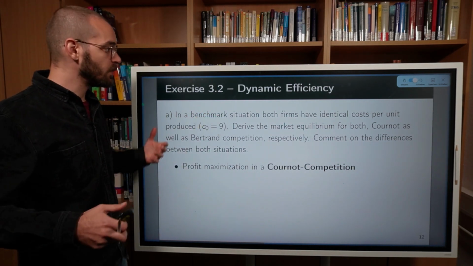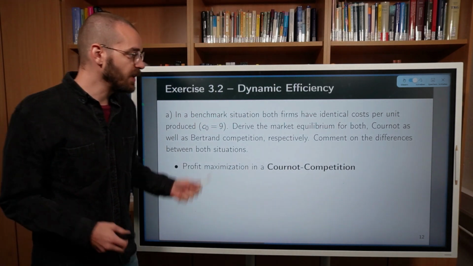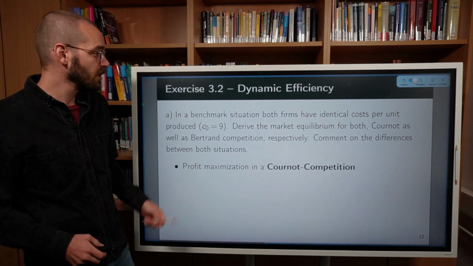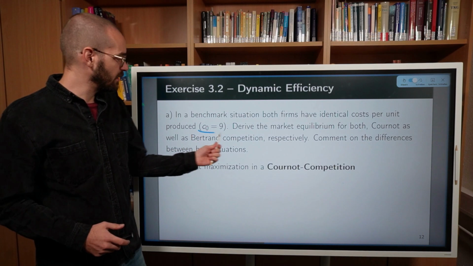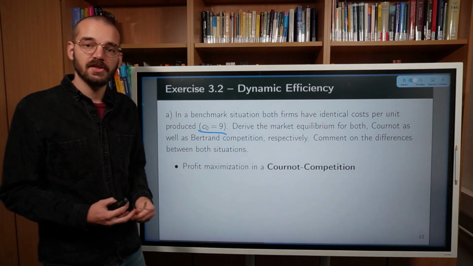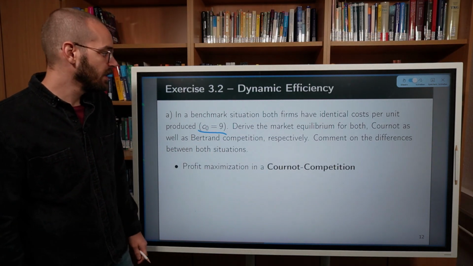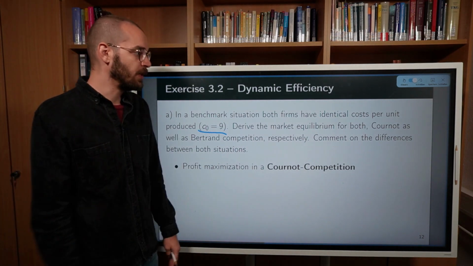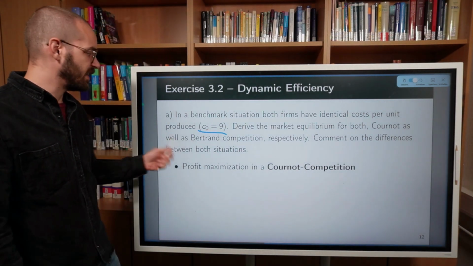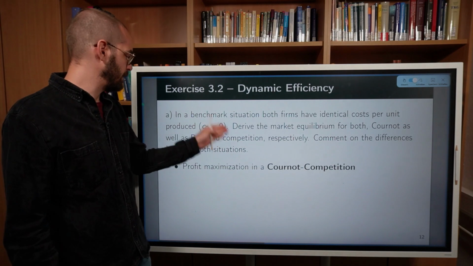Alright, so the benchmark is defined as follows. We have two symmetric firms. Both firms have constant marginal costs of C0 equal to 9. And then we are asked to derive the market equilibrium for both Cournot as well as Bertrand competition respectively.